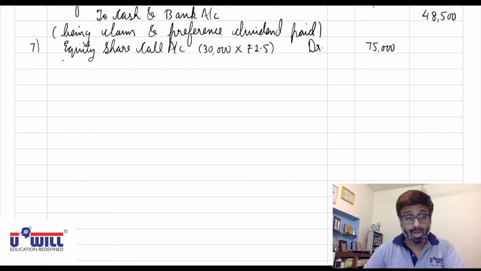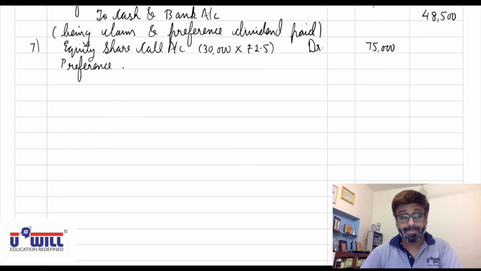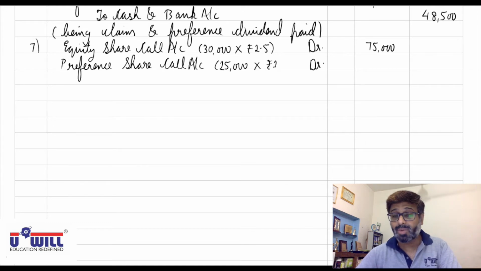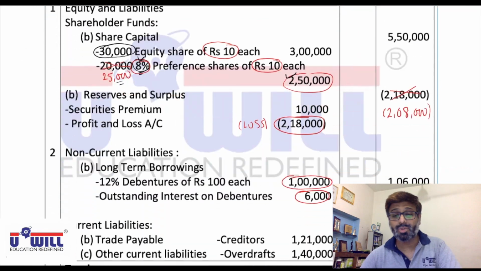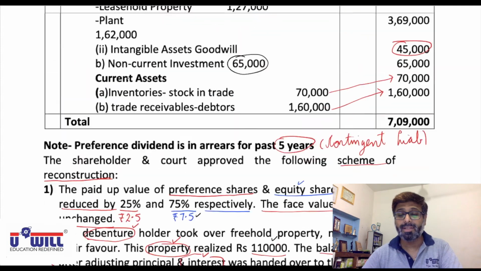Preference share call account debit. Now 25,000 preference shares are there. So 25,000 into 2.5, 62,500 is what we have called from them. Okay, you all can see here 25,000 preference shares are there. So 25,000 into 2.5, 62,500.